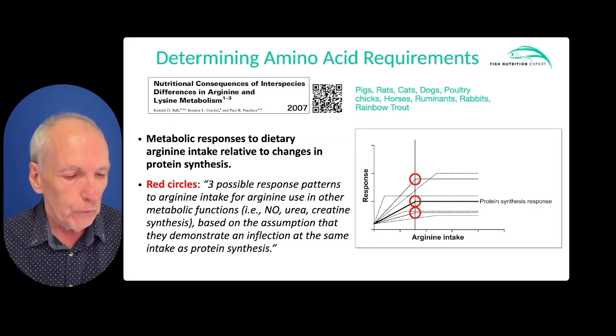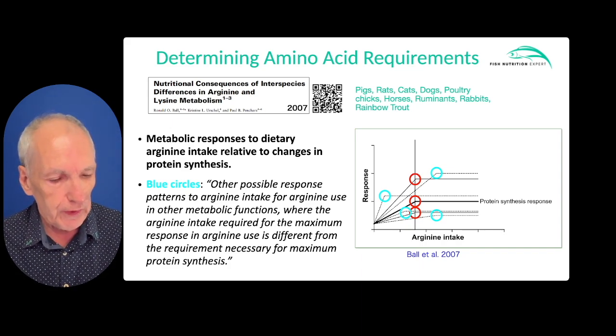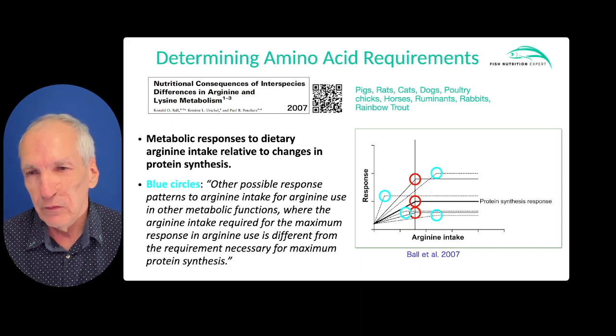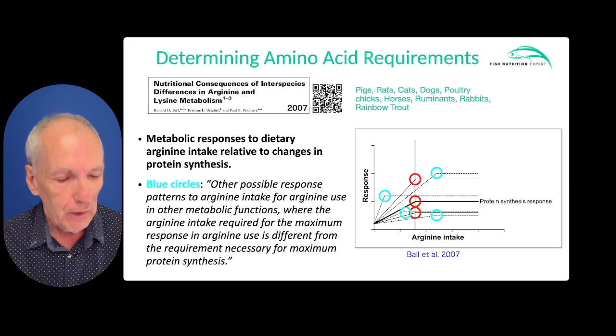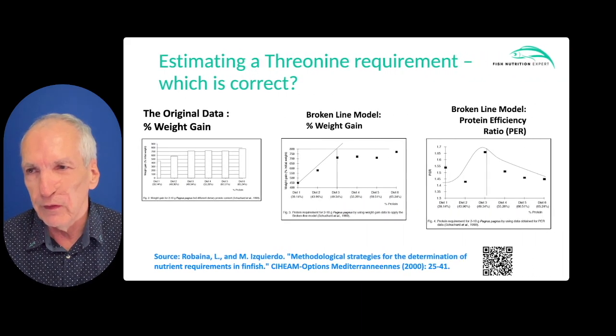Now, one of the things, though, is that there are other possible responses to arginine intake that we could potentially use that are looking at different metabolic functions. And in this case, arginine intake required for the maximum response can be different from the requirement necessary for maximum protein synthesis. And so what we're showing here is that there are several other lines here with the blue circles. And somebody might measure some of those, but are they going to be giving us the confident requirement or a confidence in some published requirement that would be acceptable to us? And I would have to say, well, if we stick with these red circles, we're more likely to get a reliable estimation. And I have another graph right here to show you.